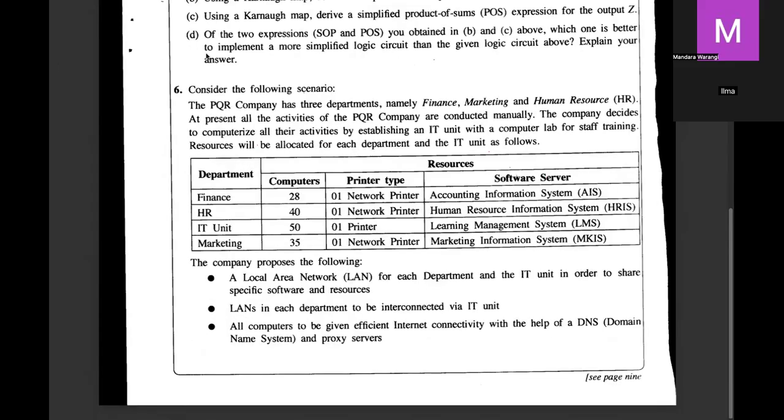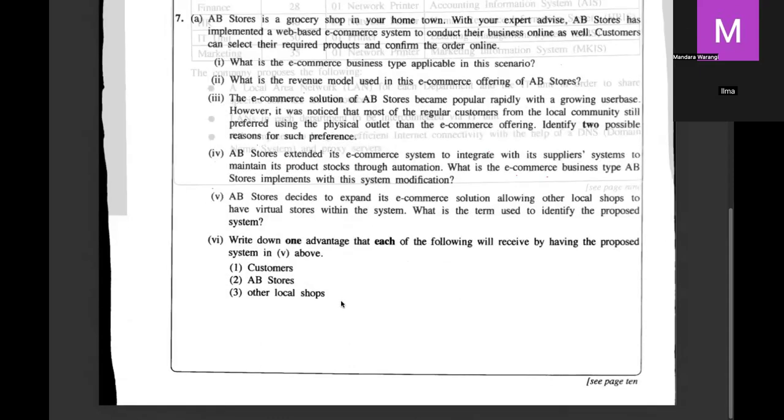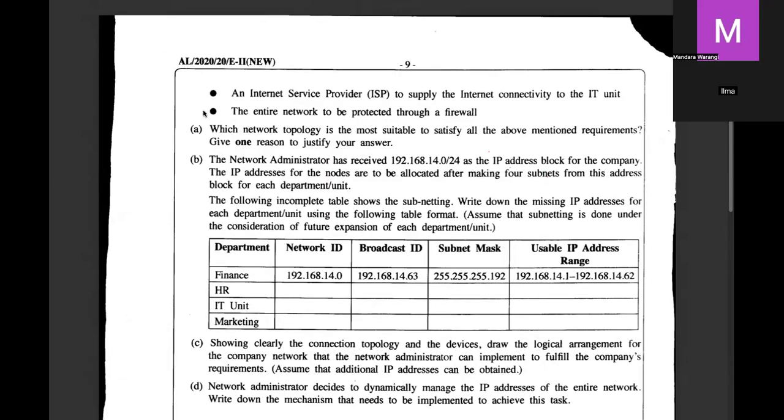Because it has a central node which is interconnected to the IT unit. These things are interconnected to a central thing, right? Even the LANs should be interconnected to the IT unit. So that's why in a star topology, what do we have? We have a central switch and all the devices are interconnected. So the most suitable would be a star topology.